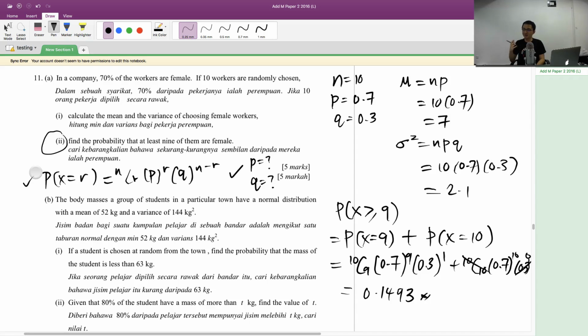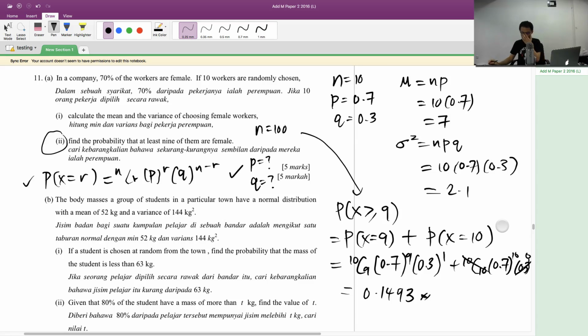Another reason you want to use the bell-shaped one is when your r is very big, because here your r is just around 10. So let's say your n is 100, and then they ask you to find bigger than or equal to 9. Then you will need to add 9, 10, 11 until 100. That one is impossible, right? Then you can use the bell-shaped one to do it.